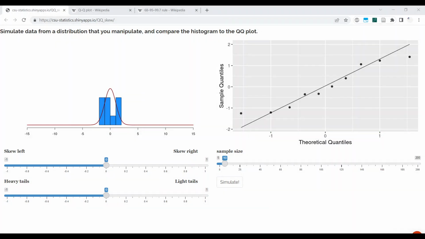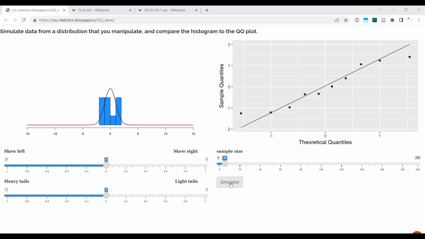On the vertical axis, we have sample quantiles. This shows the distribution of your actual data, where your data points fall relative to one another. Here the numbers on the y-axis are the same as on the x-axis. Sometimes that doesn't always happen. These are standard deviations from the mean, is what you're seeing here.